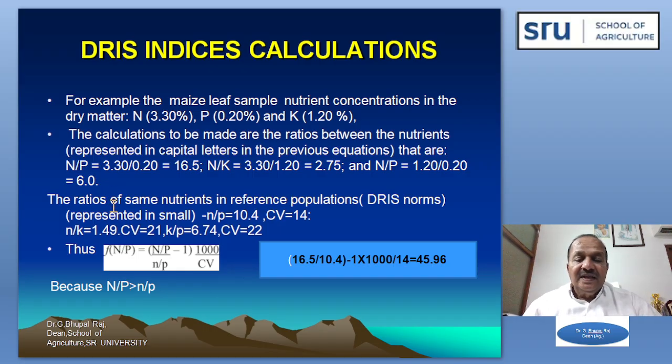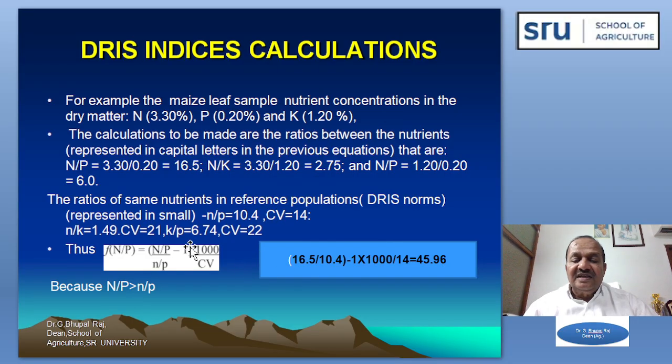Here the test value of N by P is 16.5 and the reference value of N by P is 10.4. So the test sample value is more than the reference value, and you have to take this formula: capital N by P divided by small n by p, minus 1, into 1000 by the coefficient of variation. Capital N by P, the test sample, is 16.5. The reference norm value, small n by p, is 10.4. So you divide by 10.4, minus 1, into 1000.